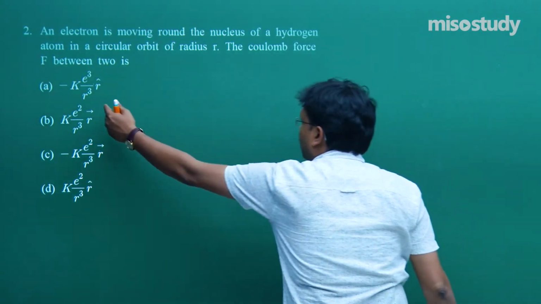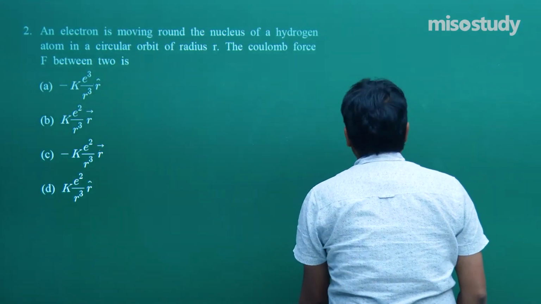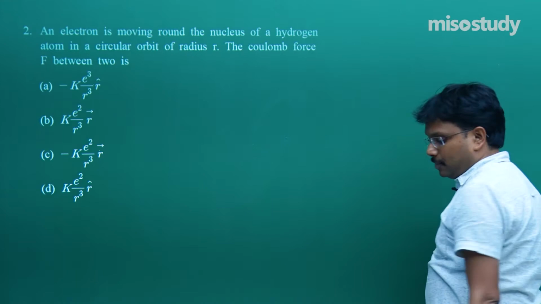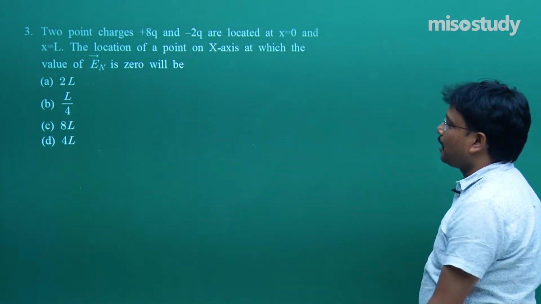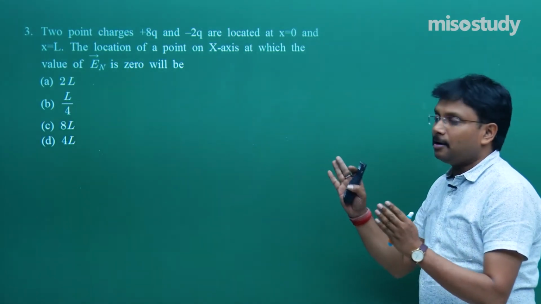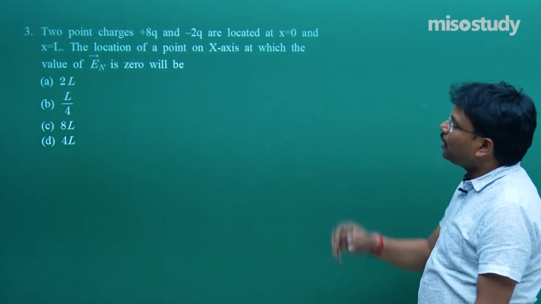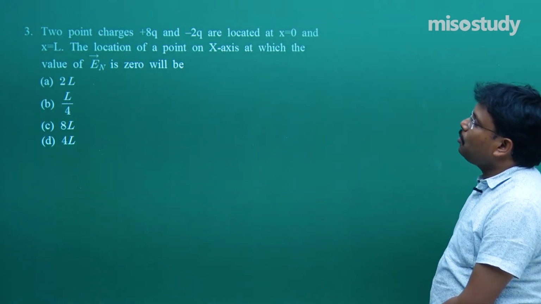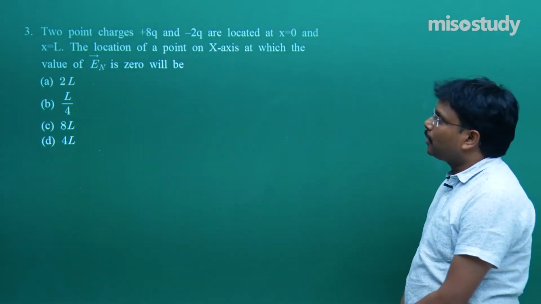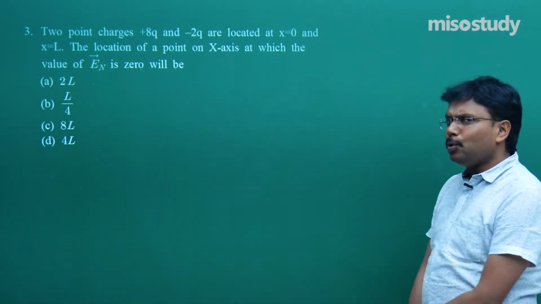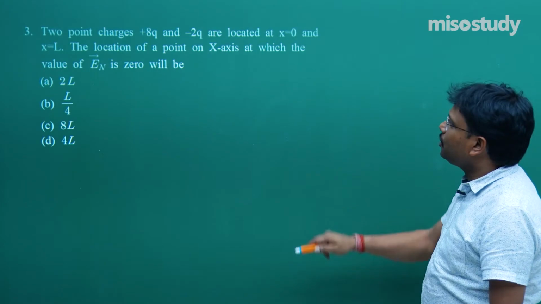Now for this R cube unit vector R, this is something that we already discussed in this regular lecture. Now let's move to the third question. Fine. And a diagram on rough sheet is important. So here 2 point charges plus 8q and minus 2q are located at x is equal to 0 and x is equal to L. So I hope the diagram is clear in the mind itself.